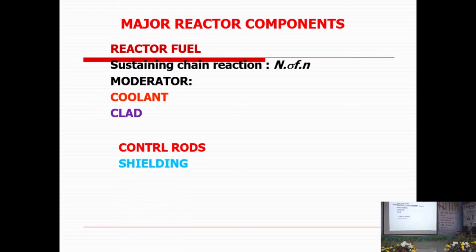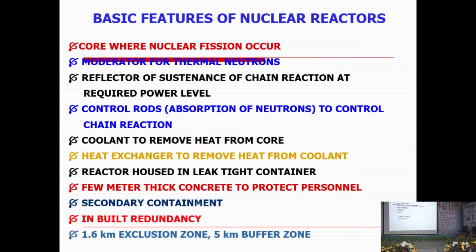Then shielding, because high intensity gamma rays are emitted from the nuclear core, whereas from the outside we should not get anything, so we require shielding. This entire reactor core will be encapsulated in one building, and that is called the shielding.